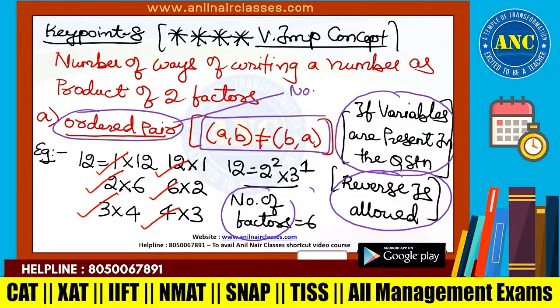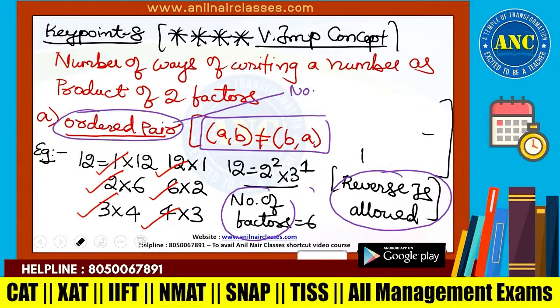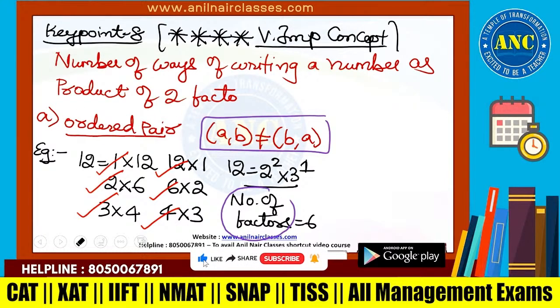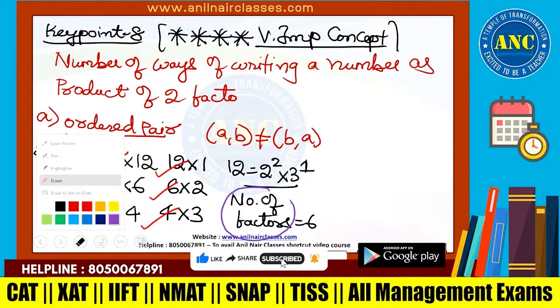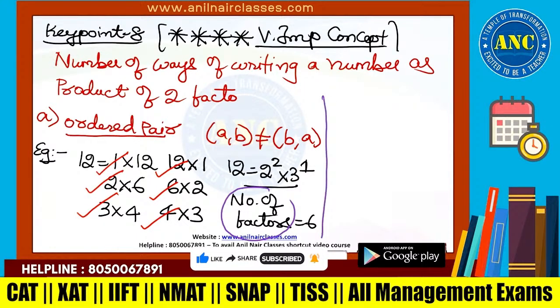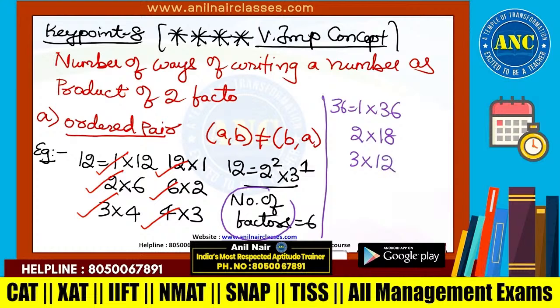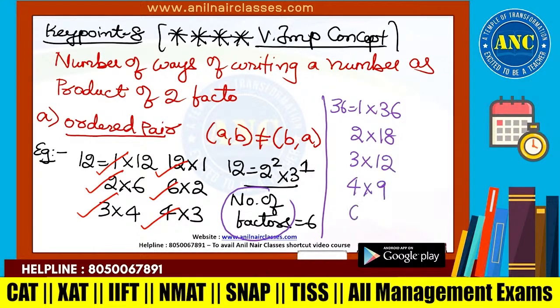Number of ways. Let me do one more example here, because in an unordered pair we will differentiate it. Now see here, sir. Let me do it for 36 also. 36 is 1 into 36, 2 into 18, 3 into 12, 4 into 9, 6 into 6. 4 into 9, reverse is 9 into 4. This reverse is 12 into 3. This reverse is 18 into 2. This reverse is 36 into 1.